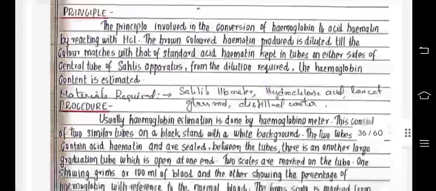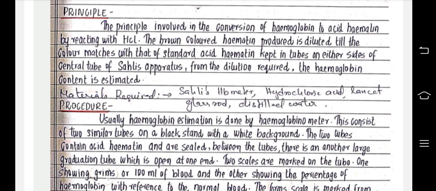The principle involved is the conversion of hemoglobin to acid hematin by reacting with HCl. The brown colored hematin produced is diluted till the color matches with that of standard acid hematin kept in tubes on either side of the central tube of Sahli's apparatus. From the dilution required, the hemoglobin content is estimated. What is happening here? Conversion of hemoglobin to acid hematin. Materials required: Sahli's Hb meter, hydrochloric acid, lancet, glass rod, distilled water.